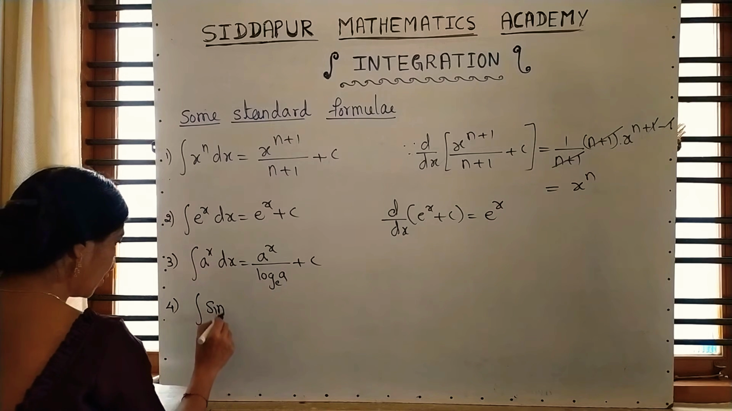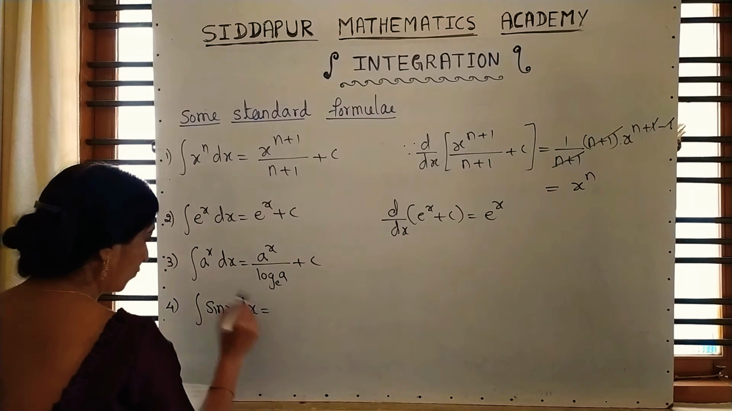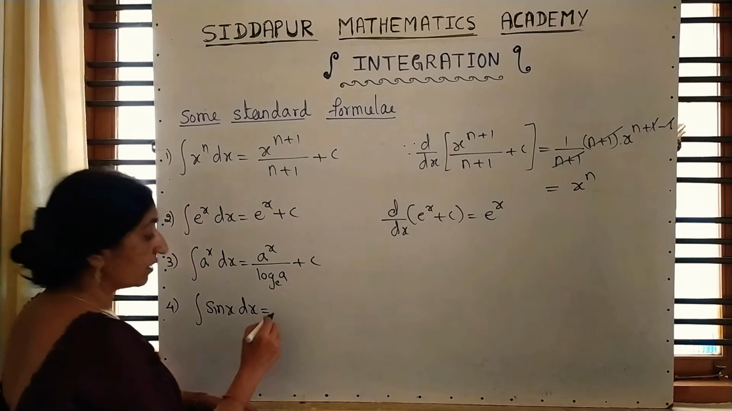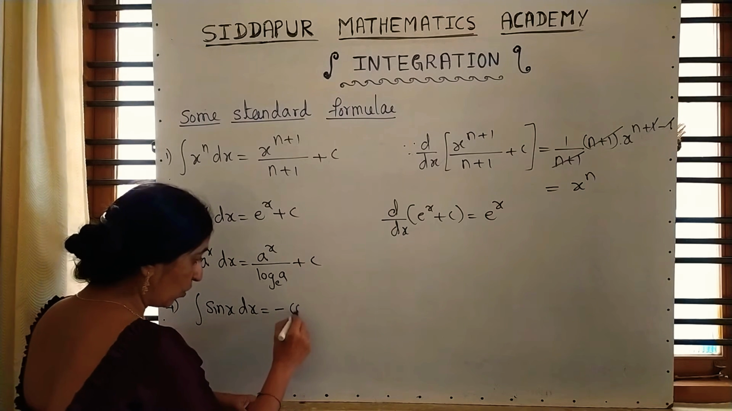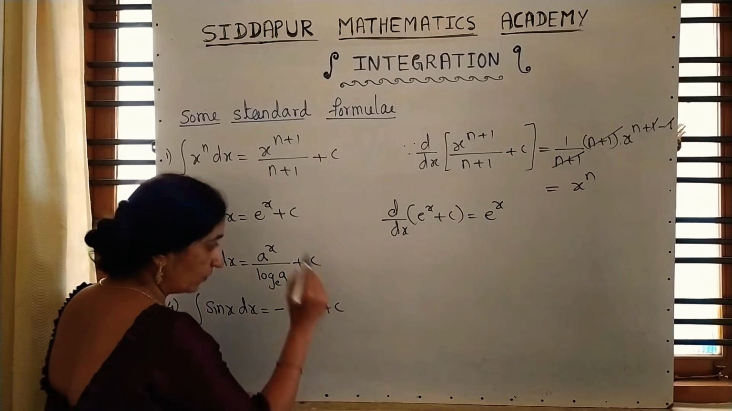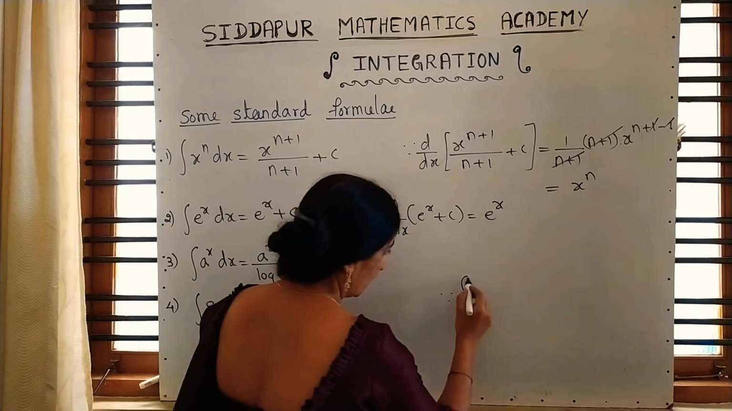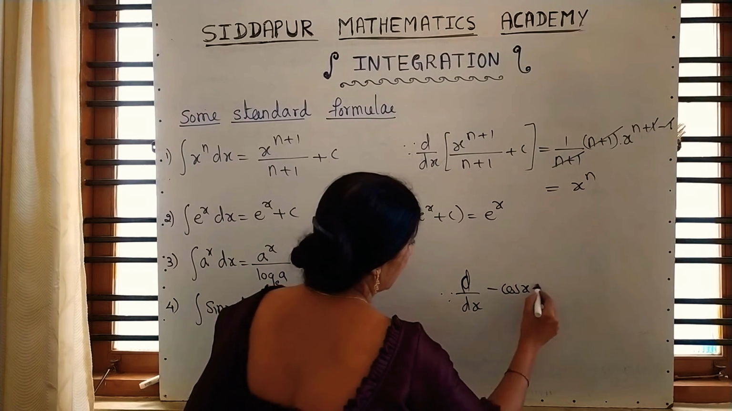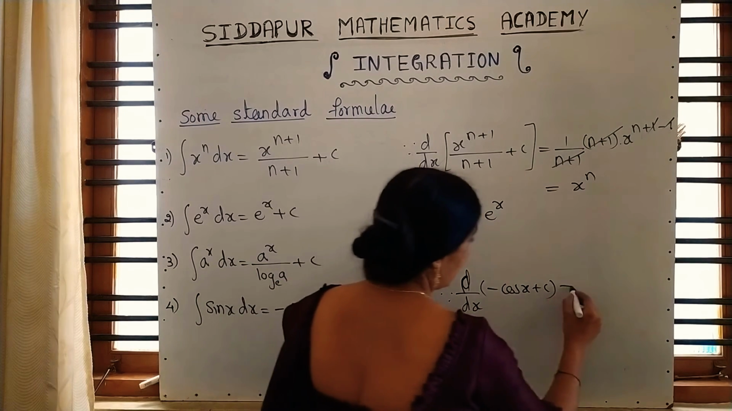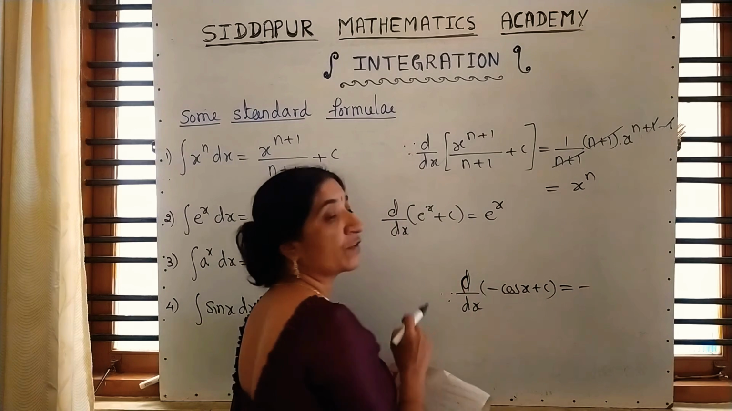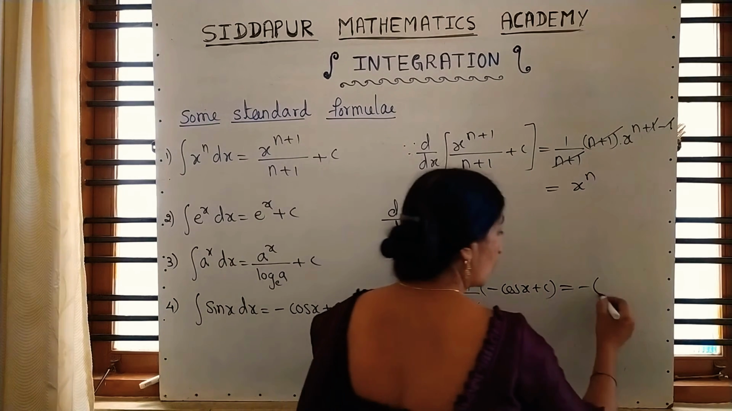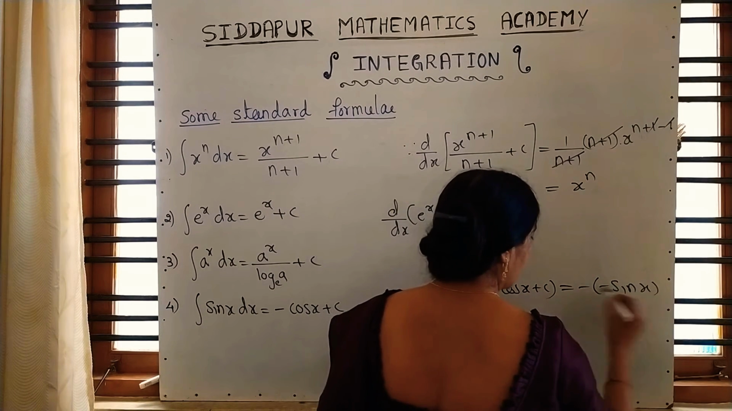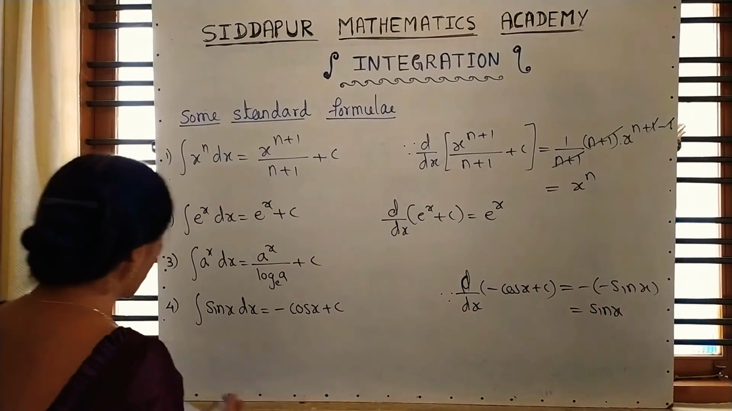Next, differentiation of sin x. So, what is the differentiation of sin x? Differentiation of sin x will be minus cos x. Why? Because if you differentiate the right side part, minus, I kept minus as it is. So what is the differentiation of cos x? That is also minus sin x. Minus into minus becomes what? Plus. And c is a constant, we are not writing.